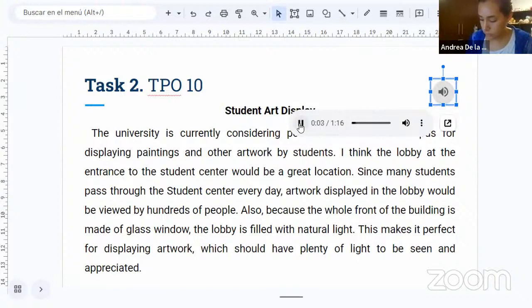Now listen to two students discussing the letter. Mary, you're an art student. What do you think of this letter? I don't like the idea.